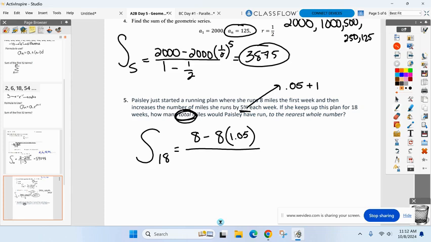Everything else is going to stay the same. What am I raising it to? 18th. And what goes on the bottom? 1 minus 8. No. Use your formula sheet. What goes there? 1 minus your R value, which is 1.05. And it says round to the nearest whole number because you're probably going to get a huge decimal.